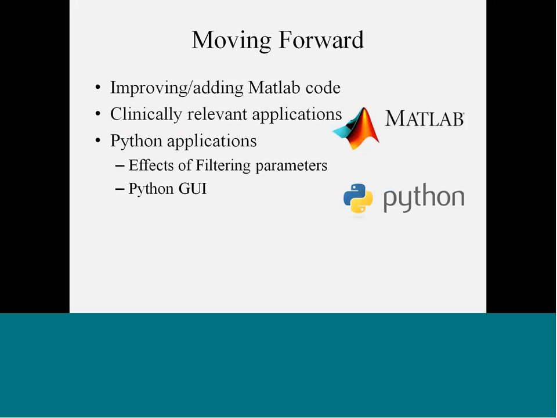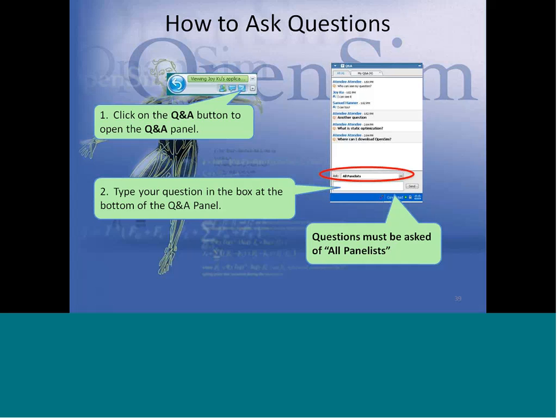And finally, we're building these applications also in Python for those users that may not have the MATLAB license. We've already looked at effects of filtering parameters and have some scripts in Python, as well as the beginnings of a Python GUI that would function very similar, but would be written in Python and potentially function more like a plugin that would operate right within the OpenSim GUI. And that's all that we had.